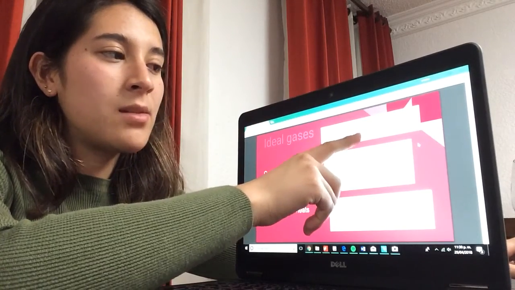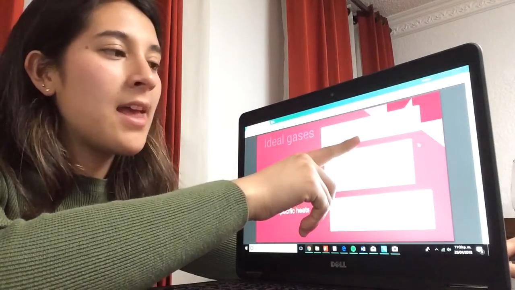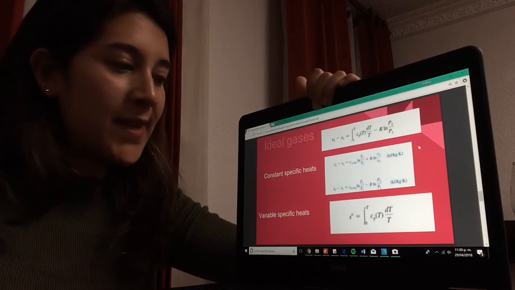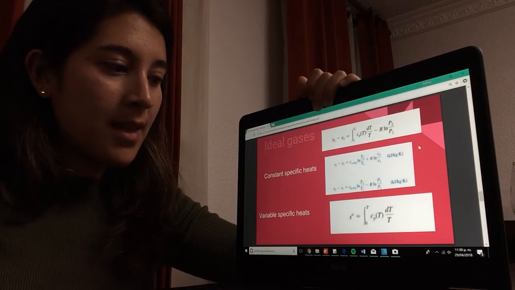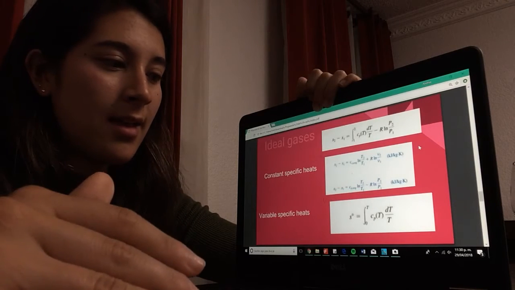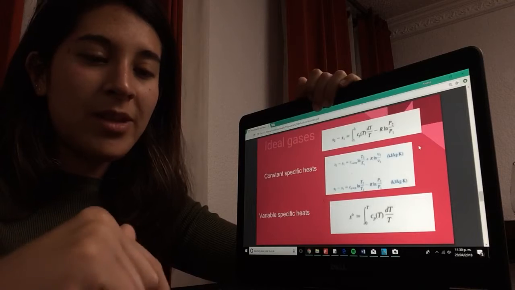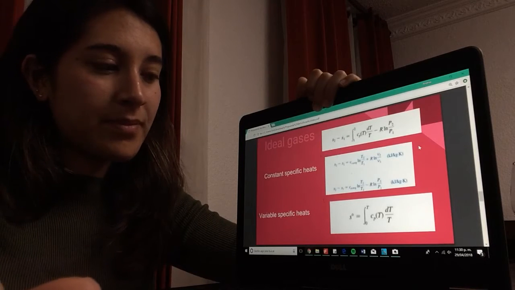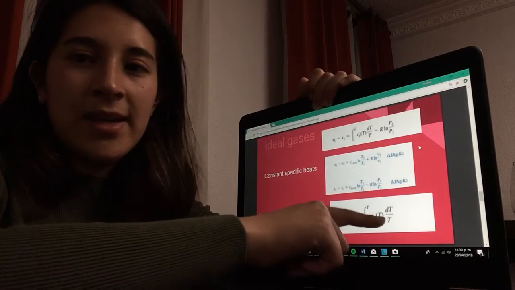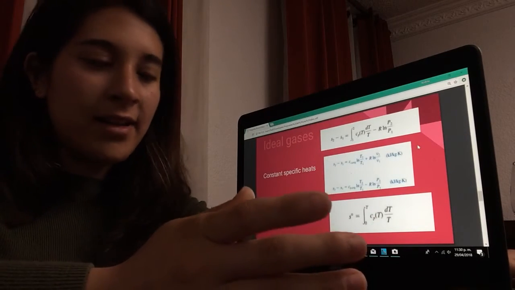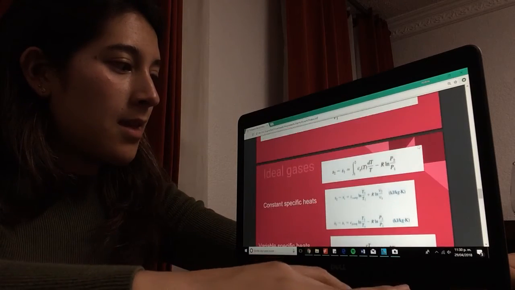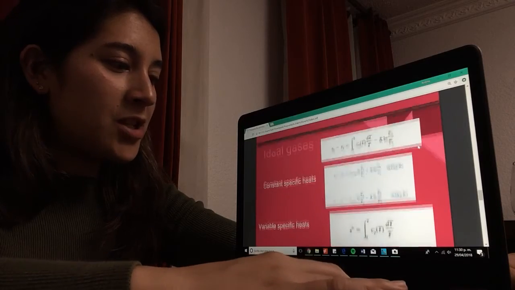So this Cp is the one that we can find in the property tables at the given temperature. And for variable specific heats, we're going to have that the change in entropy equals the reference state at the temperature to be determined minus the reference state of the integral of the Cp, and the Cp is also the one that we can find in the property tables. And so now this is for the change in entropy.